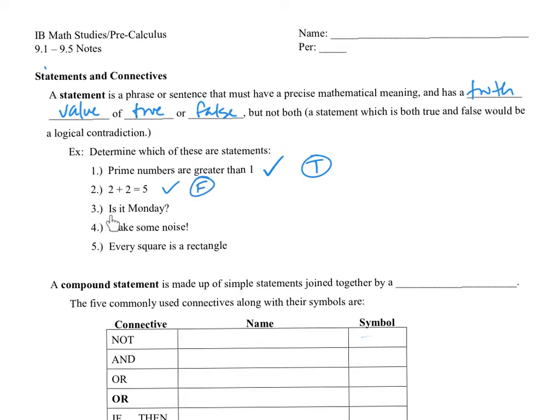Okay, the next one. Is it Monday? Well, that's not a statement. That's a question. We can't really assign any kind of truth value to it. The same thing with number 4. Make some noise. You see that on the big screens at professional ball games. That doesn't have a precise mathematical meaning. We can't assign it a truth value, so we'll say it's not a statement. How about number 5? Every square is a rectangle. Has definite mathematical meaning. So yes, it is a statement, and we can assign a truth value to it. Every square is a rectangle. So we'll say that that is true.